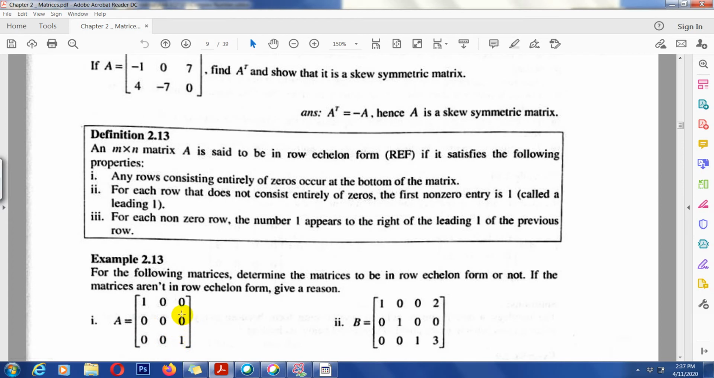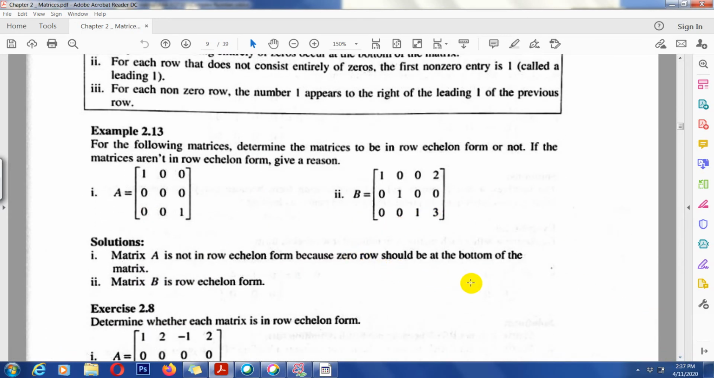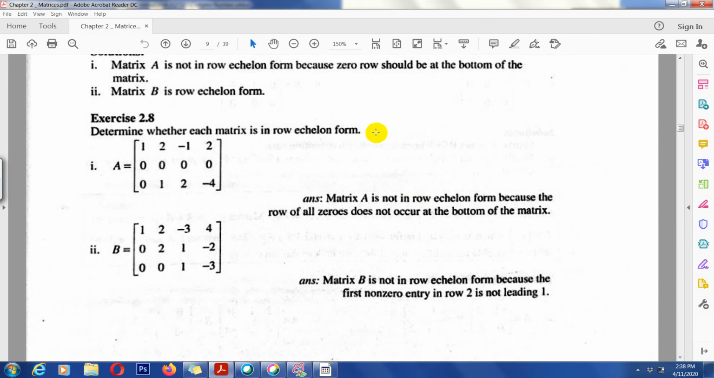So with zeros at the bottom, it will be like this, a lower triangle. It can be lower triangular, but this condition is not satisfied. The second condition is about rows that do not consist entirely of zeros. One row here is entirely zero, so at least it should have a 1. Because of that, we cannot say it is a row echelon form. Next, determine whether each matrix is in row echelon form. Is it row echelon form? No, because we have one row with zero elements. You cannot call it a row echelon form.